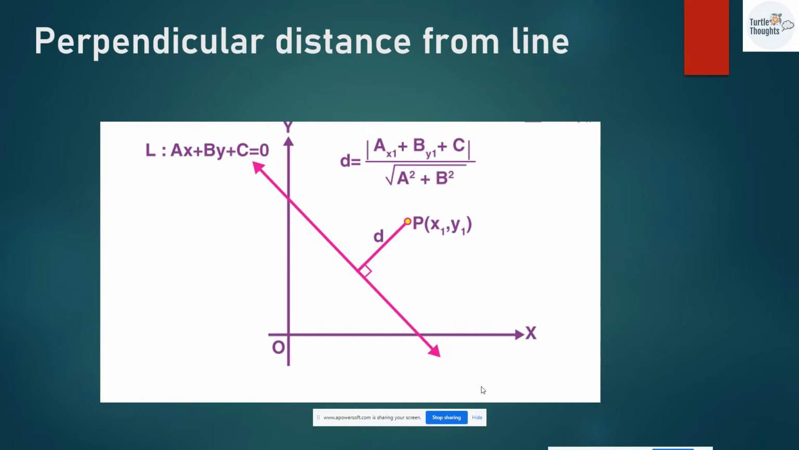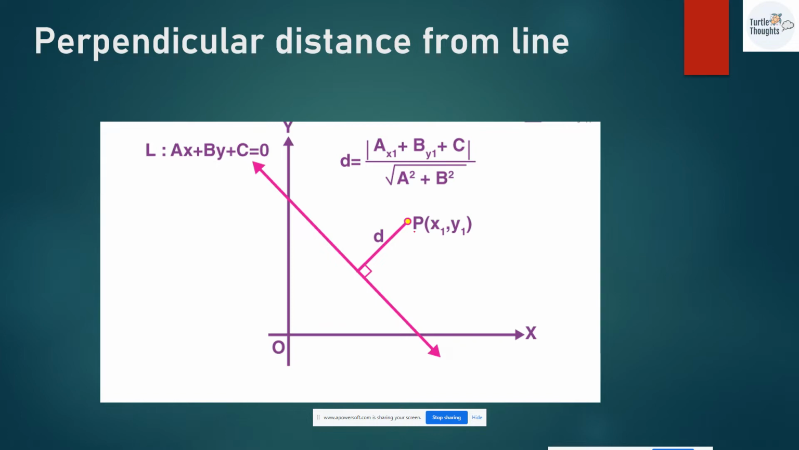So hello everyone. In today's class, we are going to start with perpendicular distance from a line. What is the formula for finding out the perpendicular distance from a particular line? If we have a line L which is given by ax plus by plus c is equal to 0, where ax plus by plus c is the general equation of the line, and we have a point P (x1, y1) which is at the distance d, and the distance is the perpendicular distance from the line.